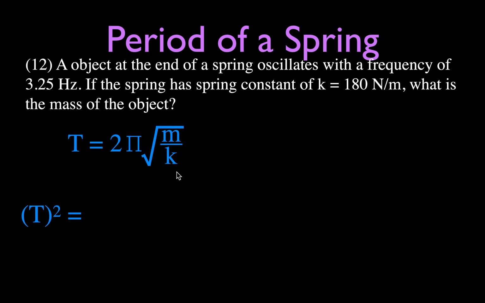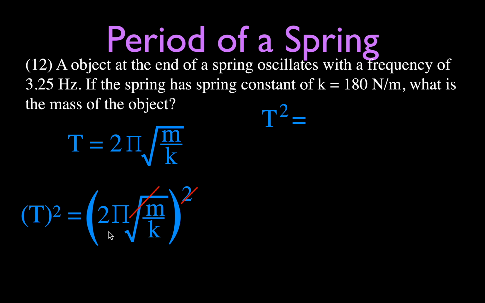So we're going to do the same thing we did with the pendulum problems. We're going to square both sides. And when we square both sides, we get T squared, and that's going to be equal to 4 pi squared m over k. All right, and we are going to solve this equation for the mass.